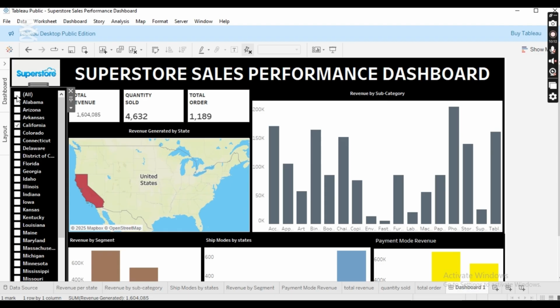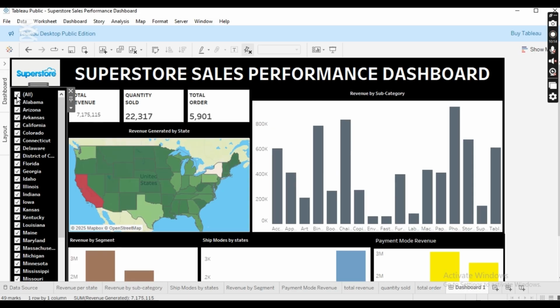We also want to know that the total revenue generated based on what we have calculated is $7.1 million. All right. And the total quantity sold is 22,317. And the total orders made was 5,901 orders. That was what was made. But the quantity that was sold was 22,000 something. Okay. So that is for the dashboard.